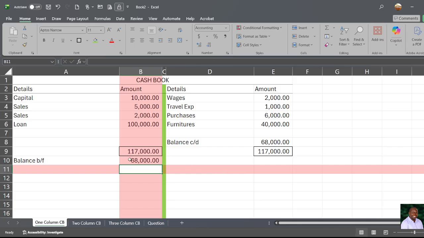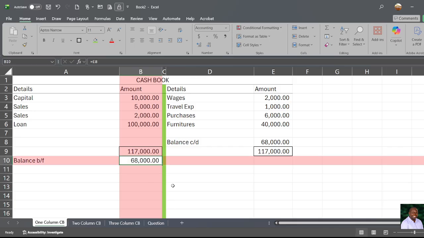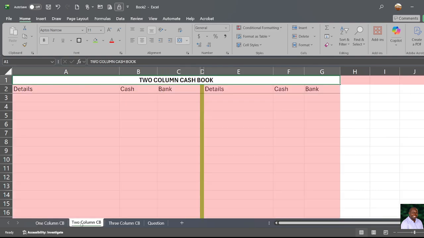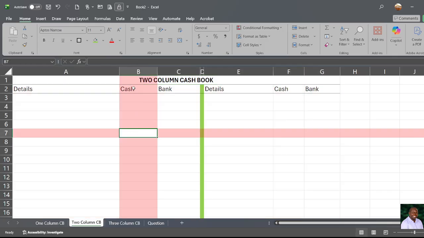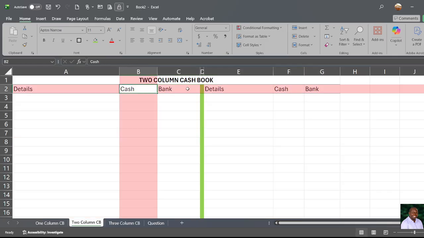So that is how we work on one column cash book. The one column cash book is the same thing, preparing that cash ledger that we have always been doing. Then what happens when we now bring the two column cash book? In the two column cash book, I've told you, we are bringing the cash and the bank ledgers together in one single account.